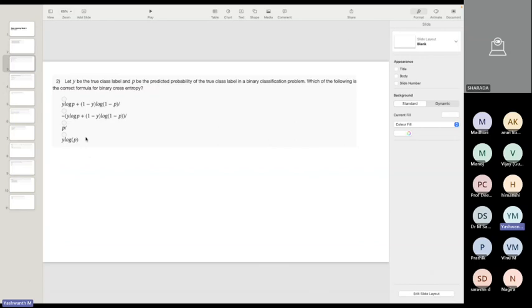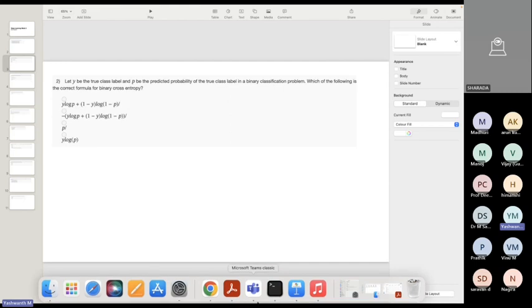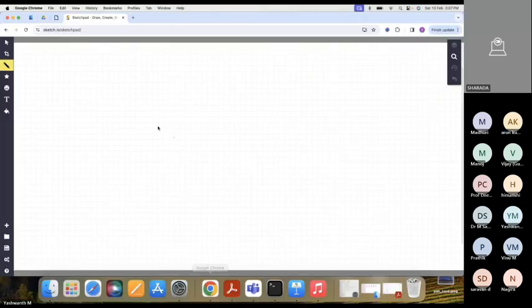Okay, so the correct answer is this second. So let me explain this in a bit more detail. Okay, so you have some model and you are given an input x and you are predicting some probability that it belongs to 1 or not. Right? P represents that your output is 1. Because it is binary, 1 minus P will represent that your output is 0. There's a confidence that your output is 1, and a confidence that your output is 0.